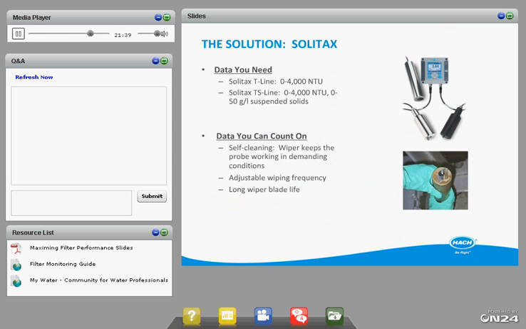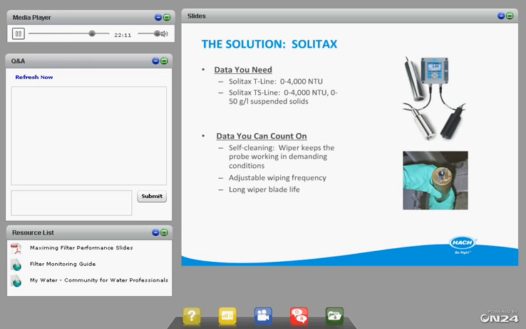The solution for this, the instrument that we recommend for being able to measure when to terminate a backwash, is the Solitax. The Solitax gives you the data you need, expressed either in NTU, and the range for turbidity in NTU is 0 to 4,000, or in suspended solids expressed in grams per liter. Either measurement will work just fine and is perfectly capable of being used in terms of maximizing your filter performance by the measurement cycle associated with the backwash.